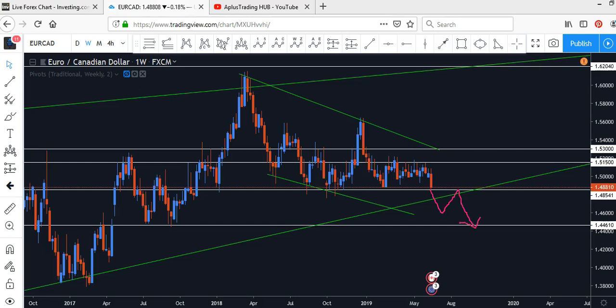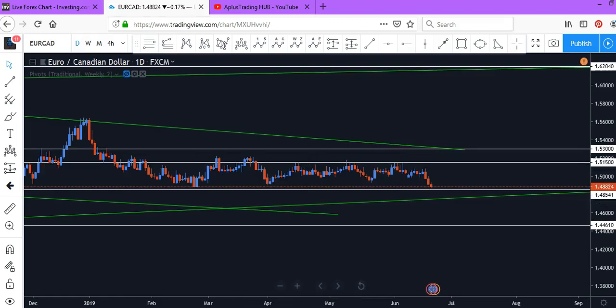That is my expectation on this way. Price to break down from this support level here at the 1.488 zone and come to reach the 1.446 zone. So that is my expectation on this pair.